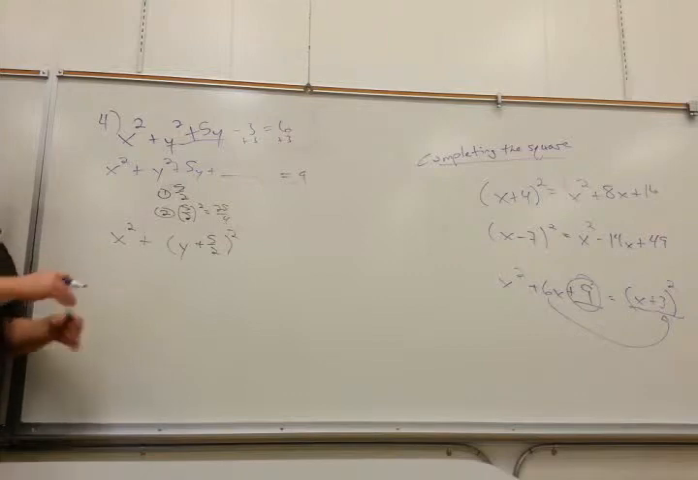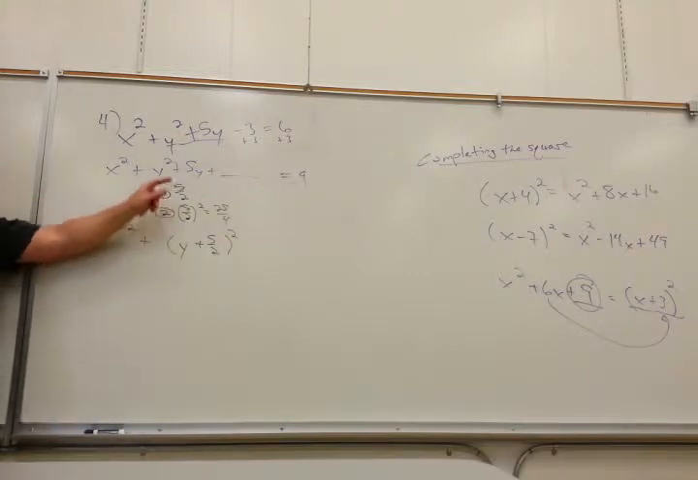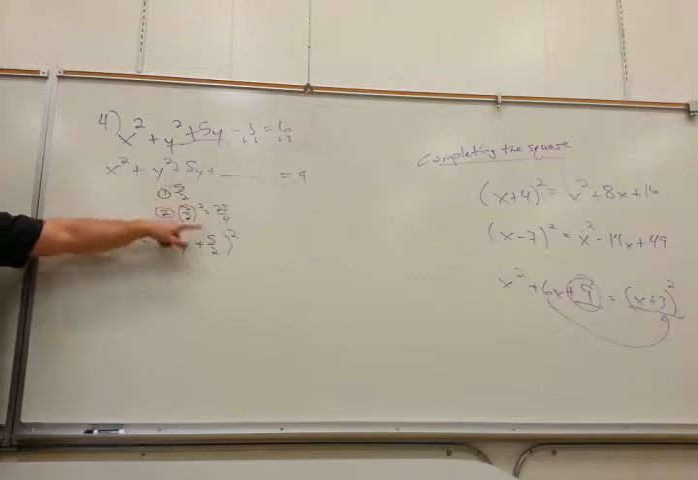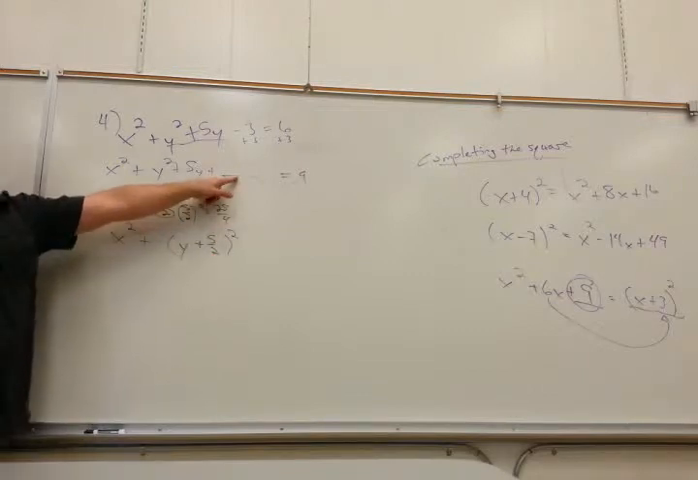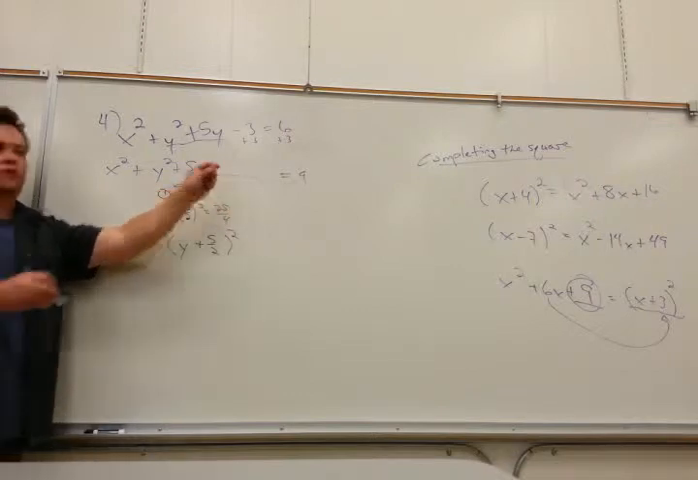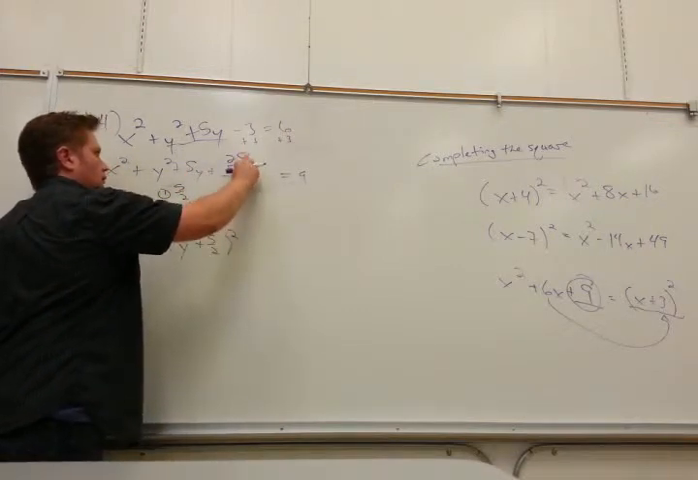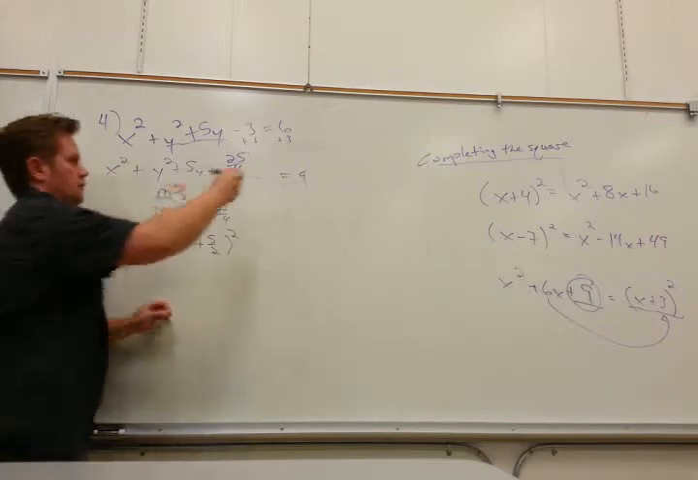Is that cool? Same way we just did over there. So if I take half of 5, 5 halves, that must be what goes in here. And then when I square it, I get 25 fourths. That must be what I have to put here, right? So if I put it here, I better at the same time put it on the other side.